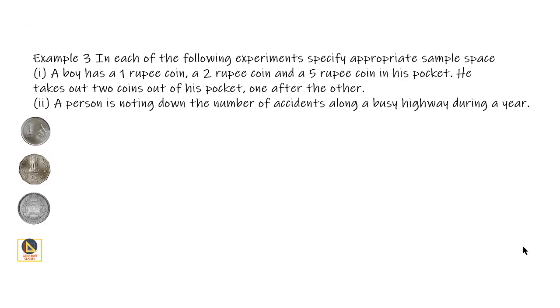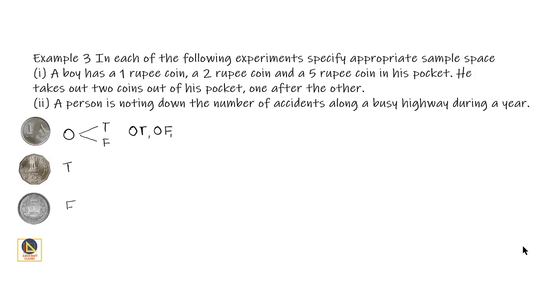So we solve the first part. We write the 1 rupee coin as O, the 2 rupee coin as T, and the 5 rupee coin as F. So in the first place, when he takes out a coin from his pocket, say the 1 rupee coin comes, and in the second chance of taking out a coin, the 2 rupee coin comes, so I write T, or a 5 rupee coin may come, so I write F. So here the sample points come out to be: 1 rupee coin and 2 rupee coin, and 1 rupee coin and 5 rupee coin.